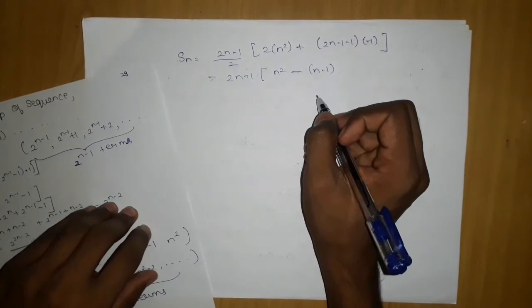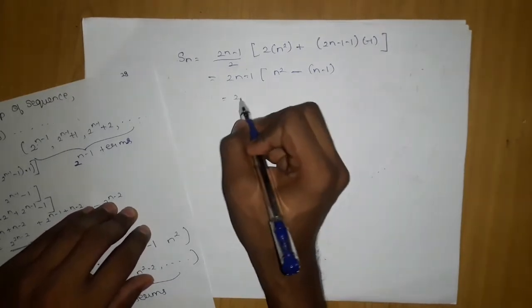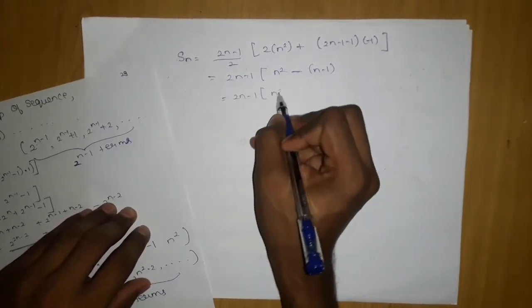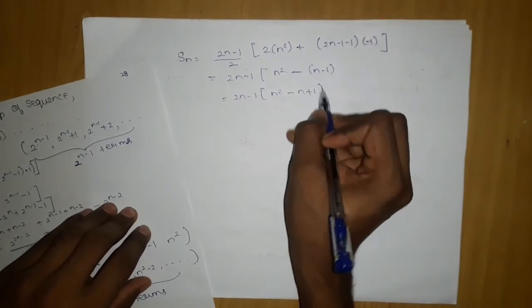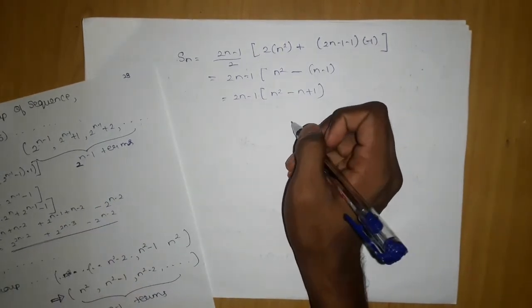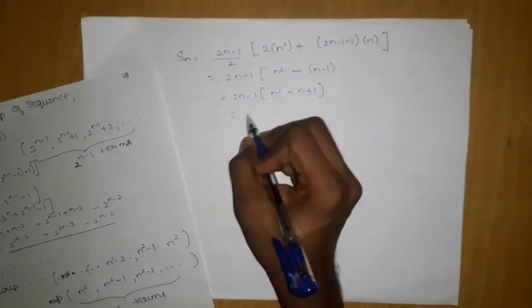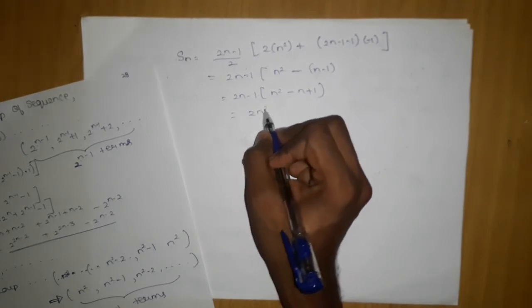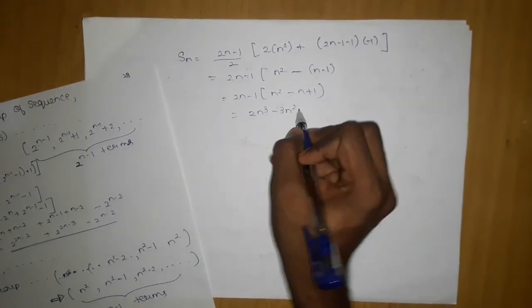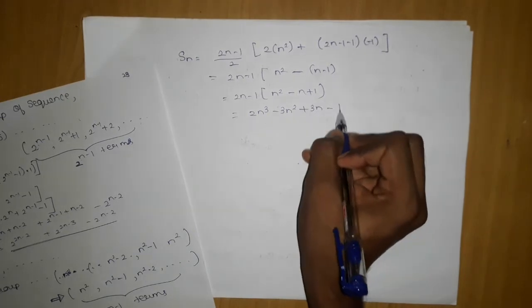Then 2n minus 1 into n square minus n plus 1. So if we cross multiply, what we are getting is 2n cube minus 3n square plus 3n minus 1.